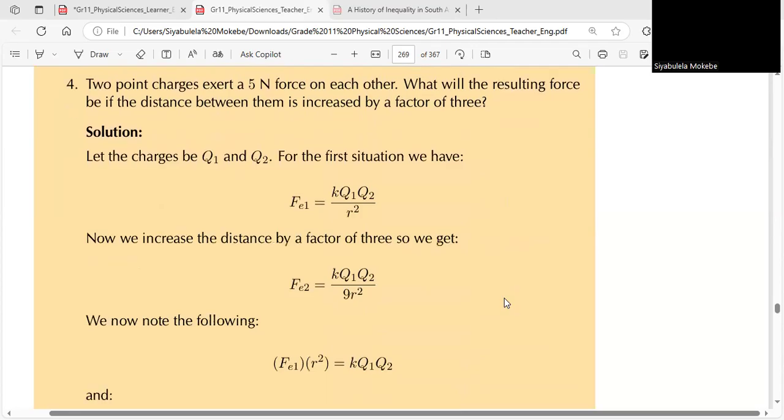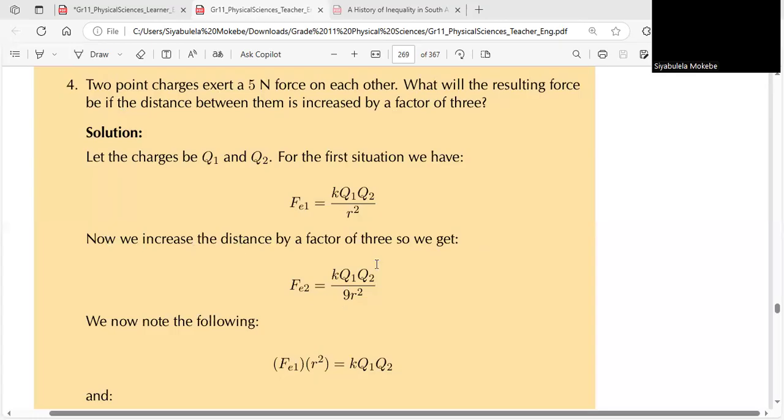Then for number four. Two-point charges exert a 5 newton force on each other. What will the resulting force be if the distance between them is increased by a factor of 3? Now let the charges be Q1 and Q2. For the first situation, we have this, which is the original, right? Now we increase the distance by a factor of 3.